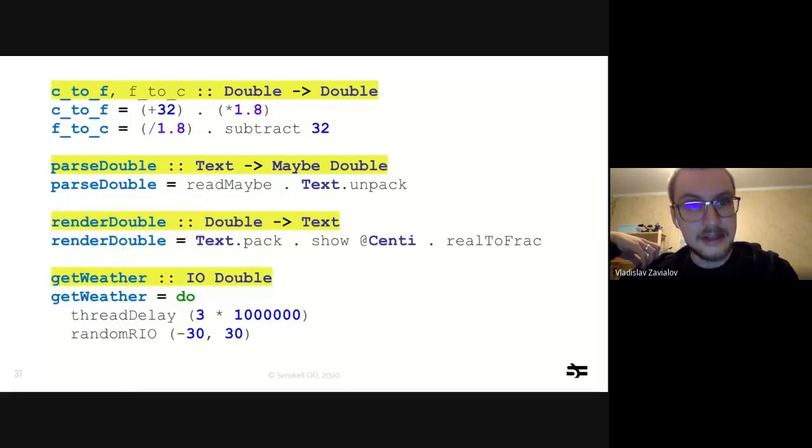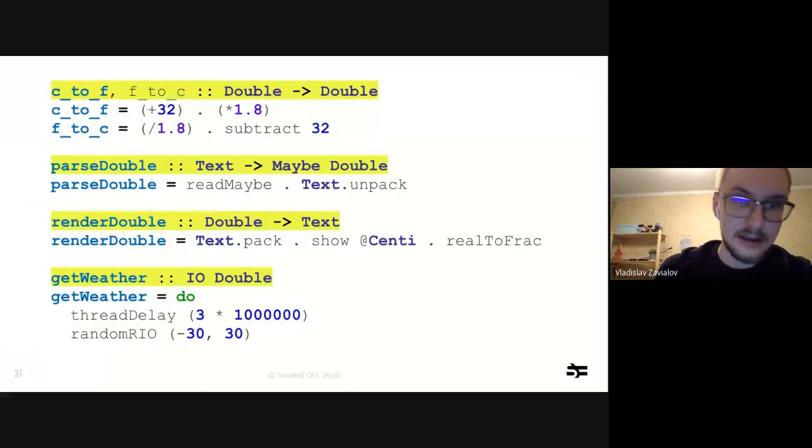And here they are. C to F and F to C convert temperature degrees from one scale to another. Parse double takes a string and tries to recognize a floating point number in decimal notation in that string. And if it's not a number, it gives you nothing. Render double is the opposite. It converts a floating point number into the decimal representation. And in this case, I chose to always render 2 digits of precision after the decimal point.